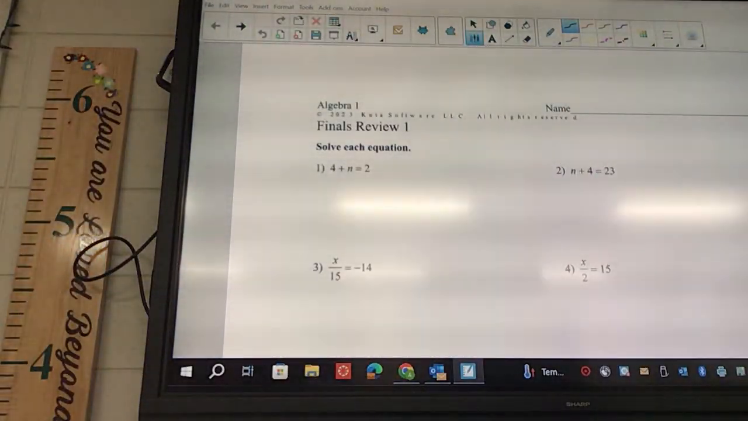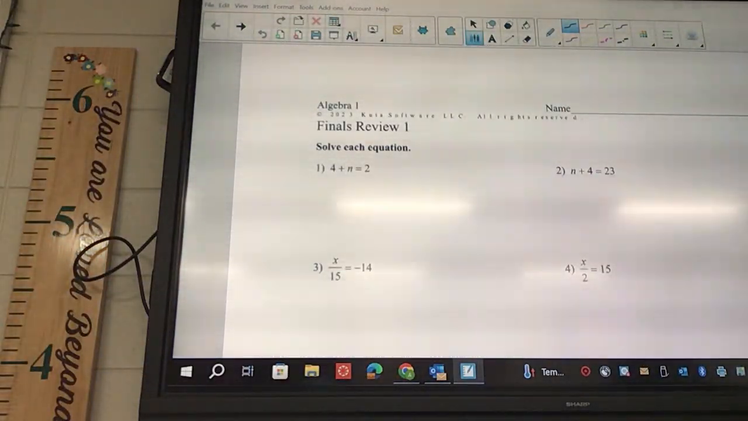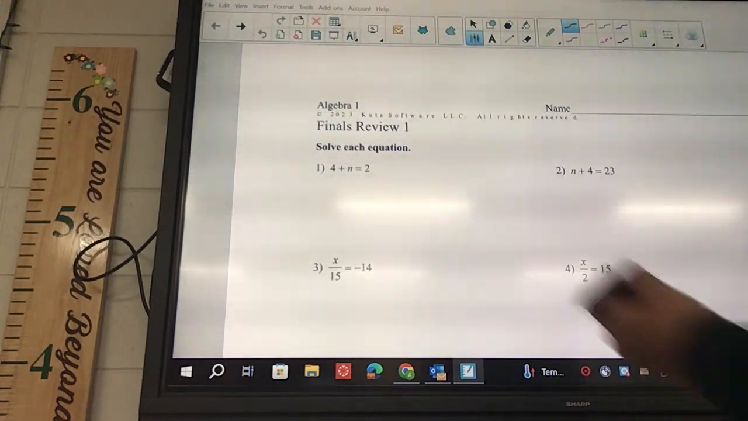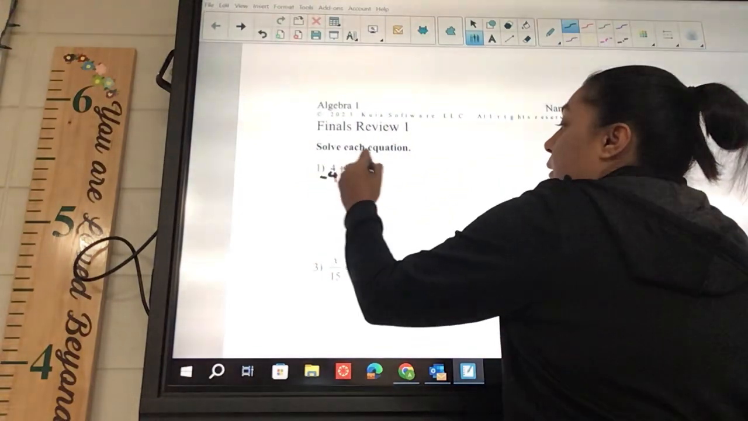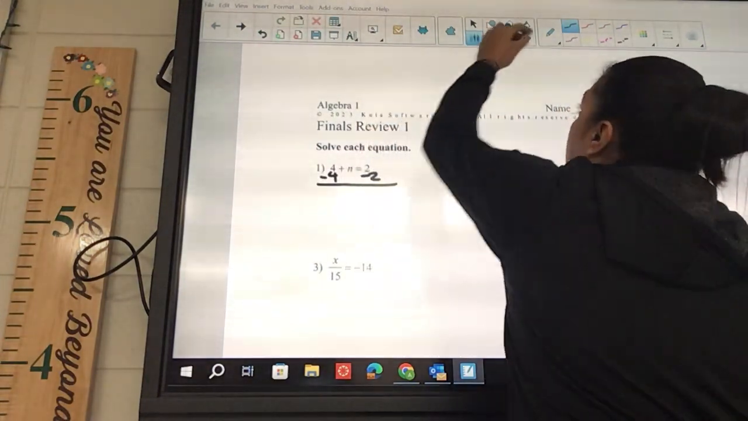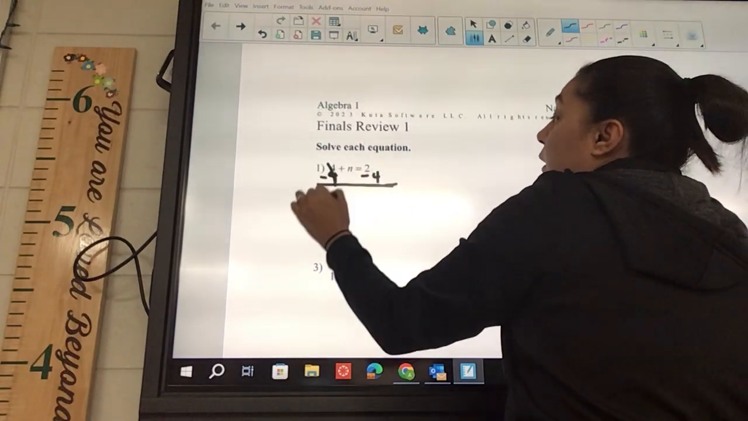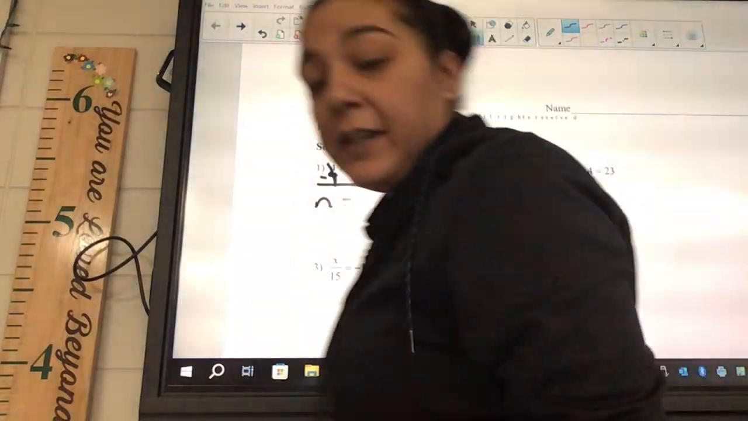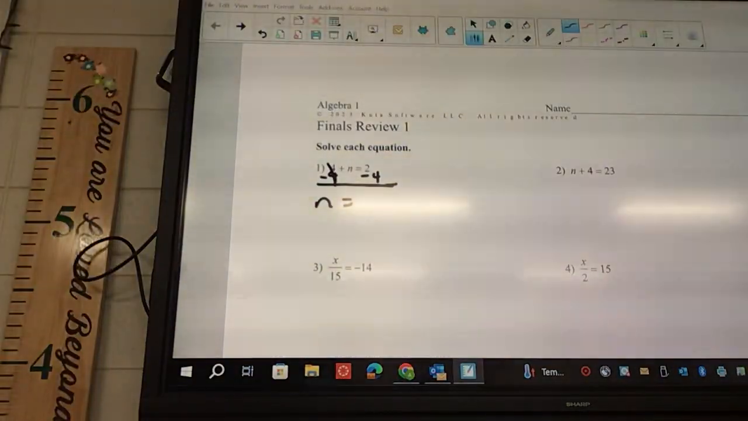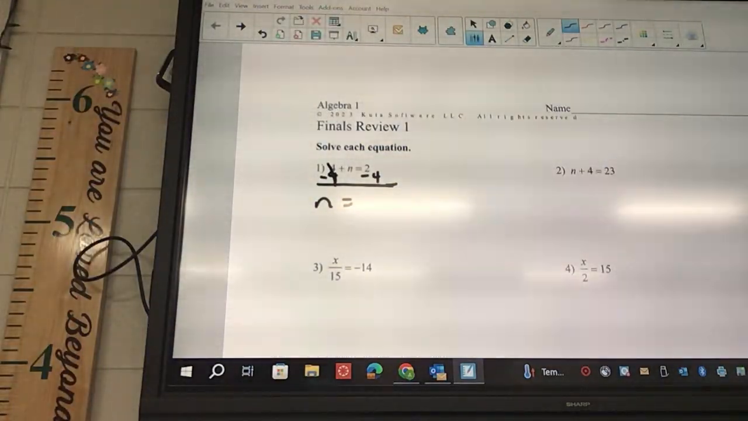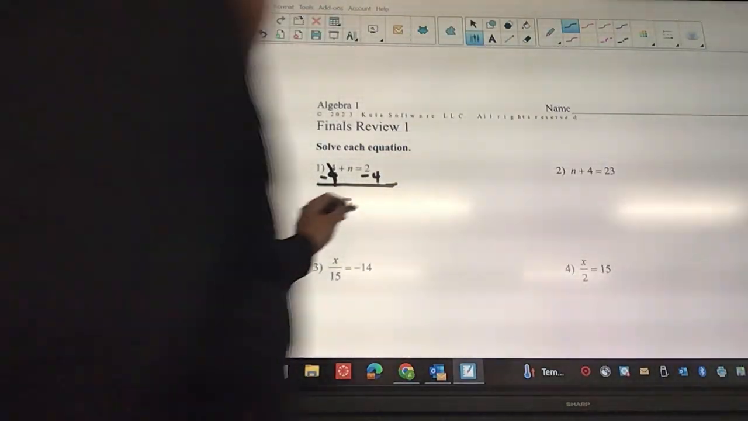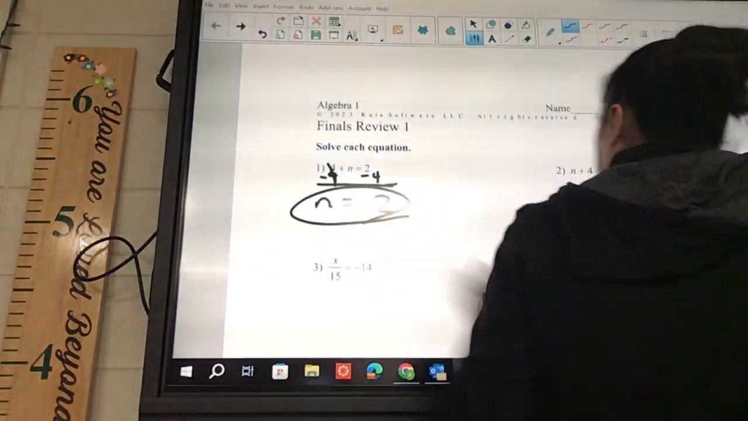What are we solving for? What letter? N. So I need to get N by itself, so what needs to move? The 4. So we're going to subtract 4 from both sides. Or 4, my bad. I'm tweaking. Okay, so I got, what is 2 minus 4? -2. Okay, so this one is done.